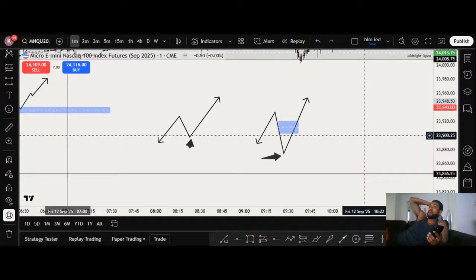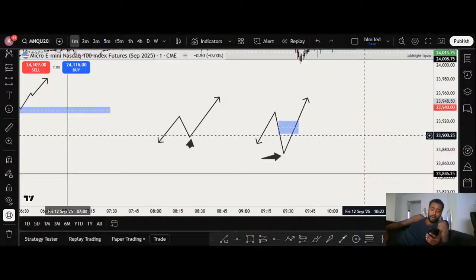Yes, SMT divergence, because it's a divergence between two assets that are closely correlated. Yes, which is NQ, the Nasdaq, and ES, which is the S&P 500. Those are supposed to move the same. The price is supposed to move the same on both of those. So once you see something like that happen, that's called a divergence, because one of them did something and the other one didn't do it. So it's a difference in the markets at that time.